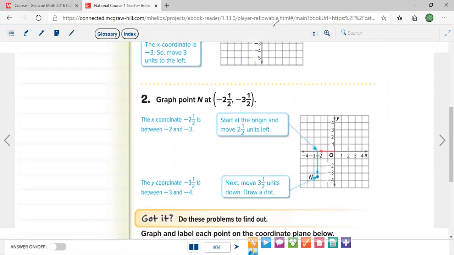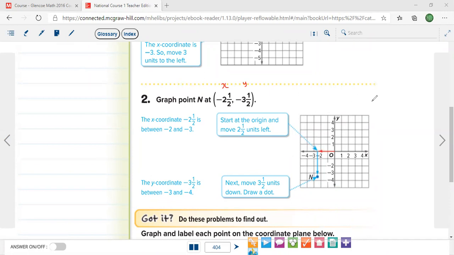Like this point, for example, we want to plot -2.5 and -3.5, so x and y. So we go to the left, -2.5, and then we go down till we reach -3.5, and we plot the point, and we name it N, like this one.